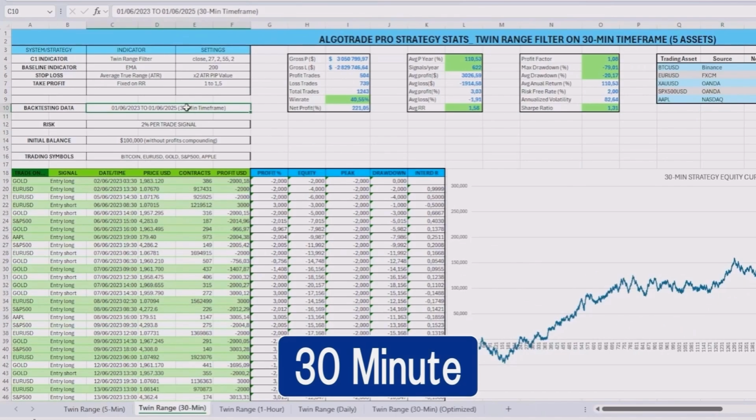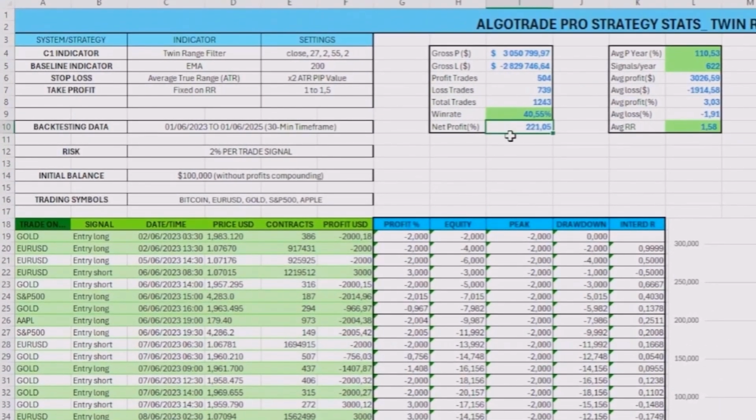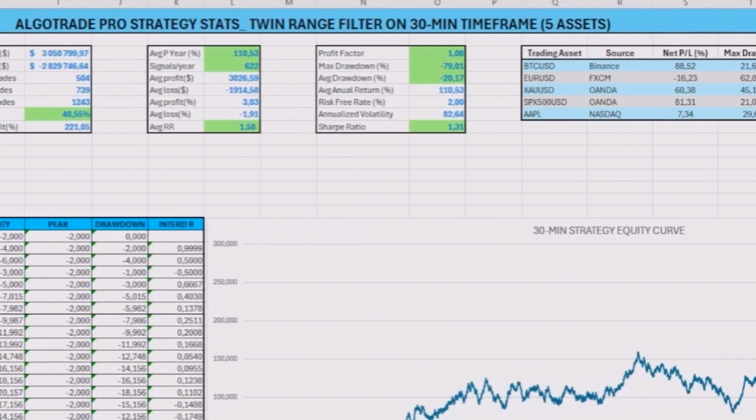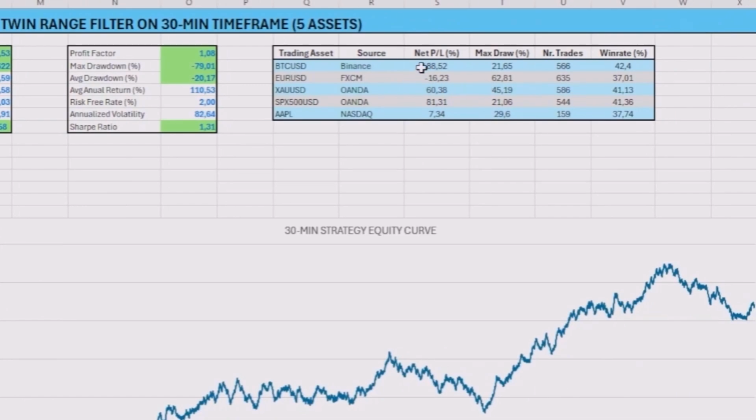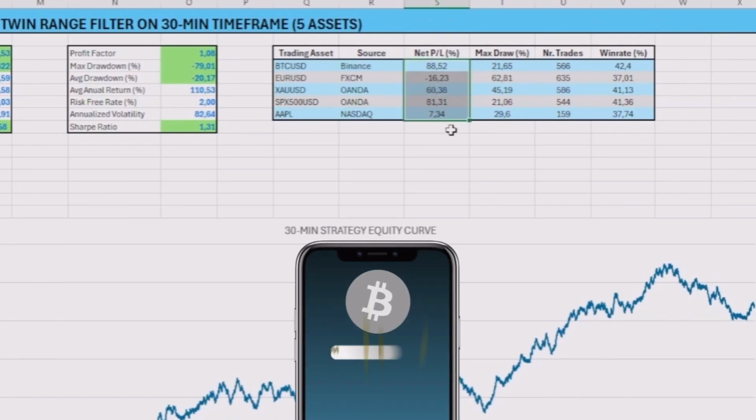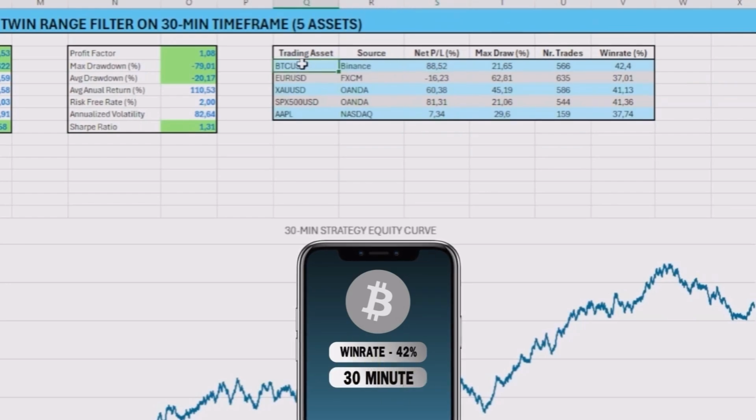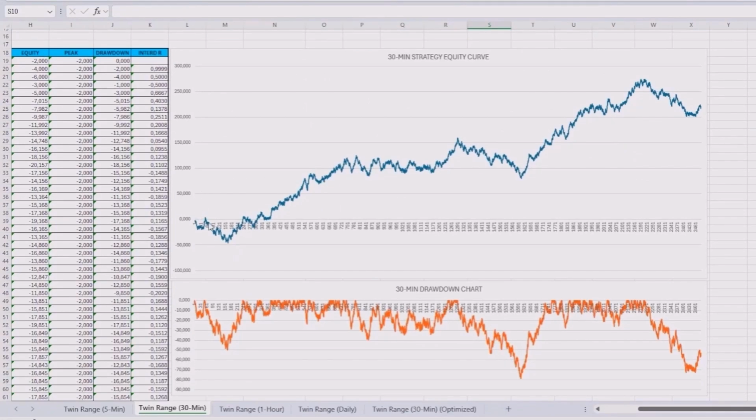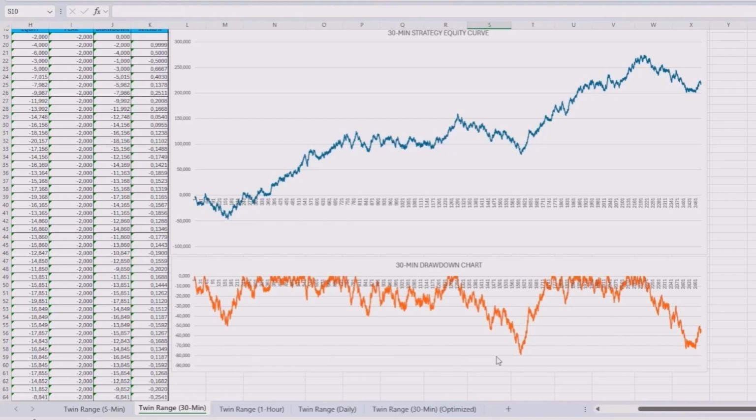Moving on to the 30-minute chart, things get significantly better. The system delivered a net profit of 221% with a win rate of 40.55% and a Sharpe ratio of 1.31, a very healthy result. Additionally, every single asset tested was profitable, with Bitcoin once again leading the pack. Euro USD was the weakest, showing a small loss of 16%. The equity curve is much smoother, though we still saw a max drawdown of 79%, which we'll try to improve in just a moment.